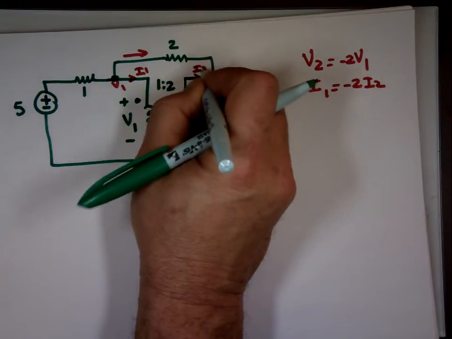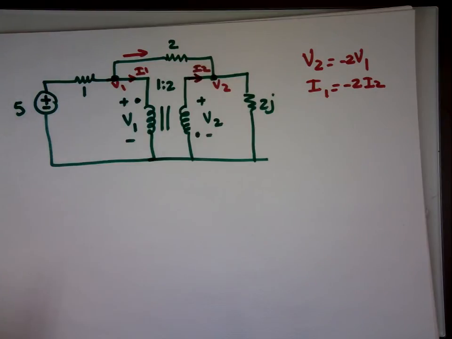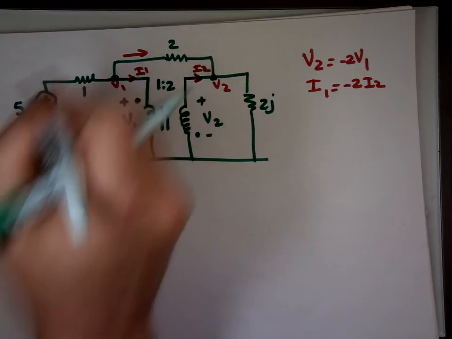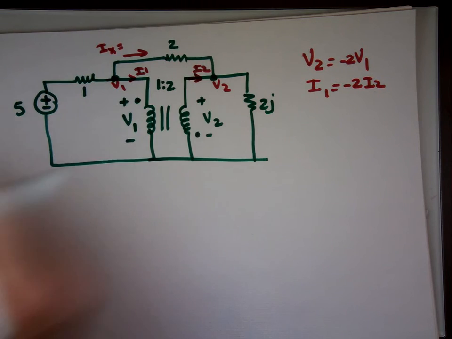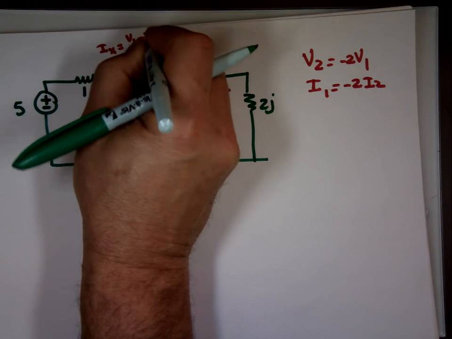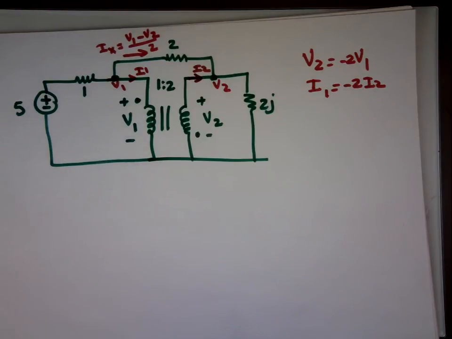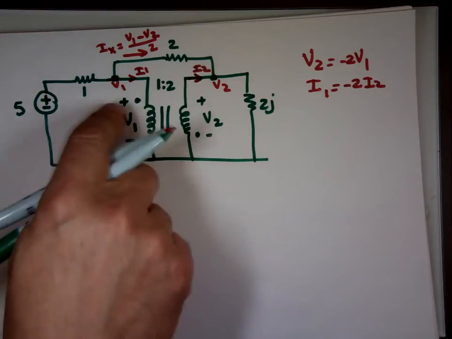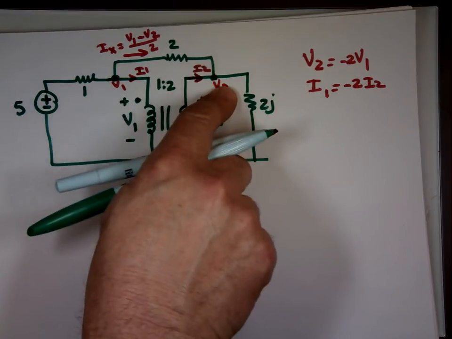So what is the current going that branch there? I define it going that direction. It's called I sub x. Isn't that V1 minus V2 divided by 2? Oh, V2 minus V1? Well, I define it going that way. So this one minus that one, this voltage minus that voltage divided by 2.